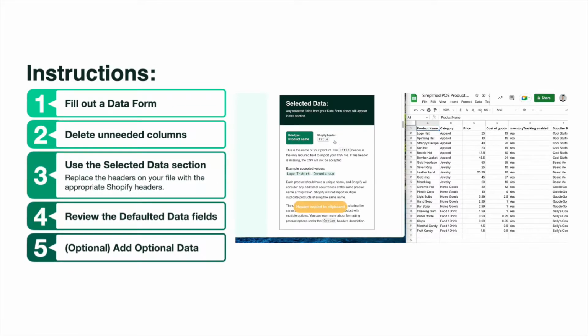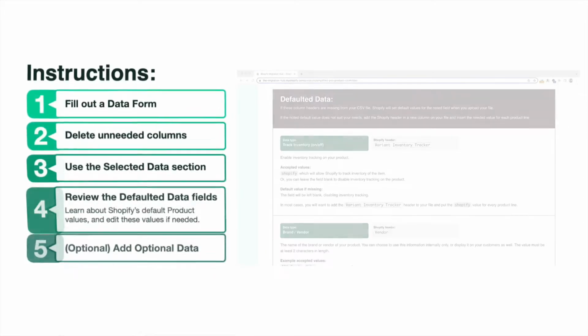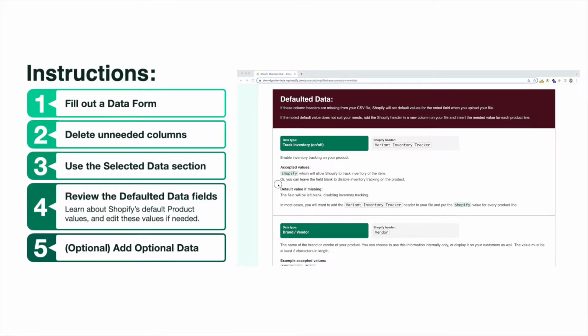After that is done, you will use the Selected Data section on the page. This section will teach you how to replace the headers on your file with the appropriate Shopify headers. We'll be sharing some tips and tricks on how to do this as quickly and as easily as possible in this video. Next, you will review the defaulted data fields. In this step, you will learn about Shopify's default product values, and we will teach you how to edit these values if needed. If you are fine with some or all of the default values provided by Shopify, then you may not need to edit anything on your CSV file during this step.